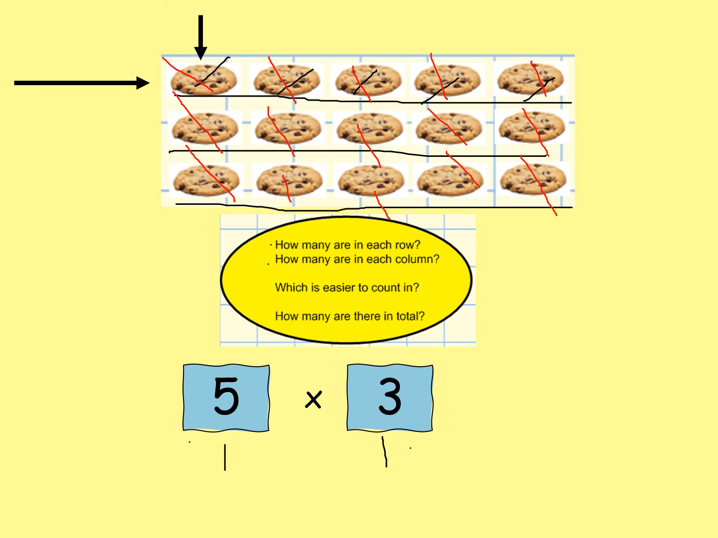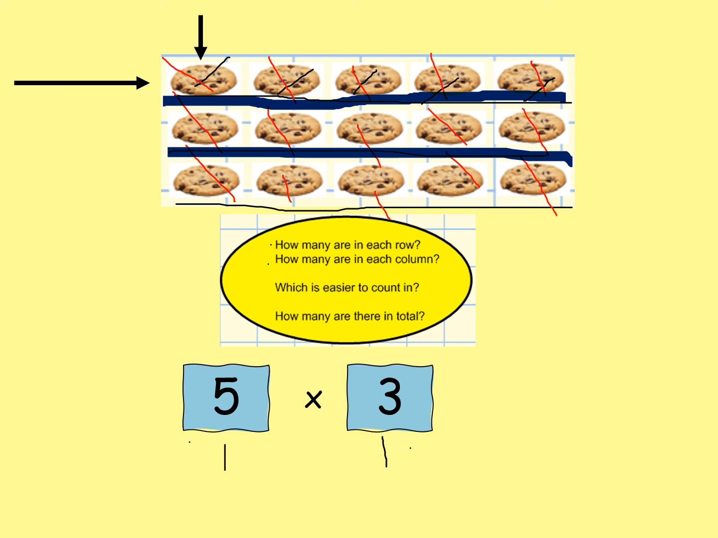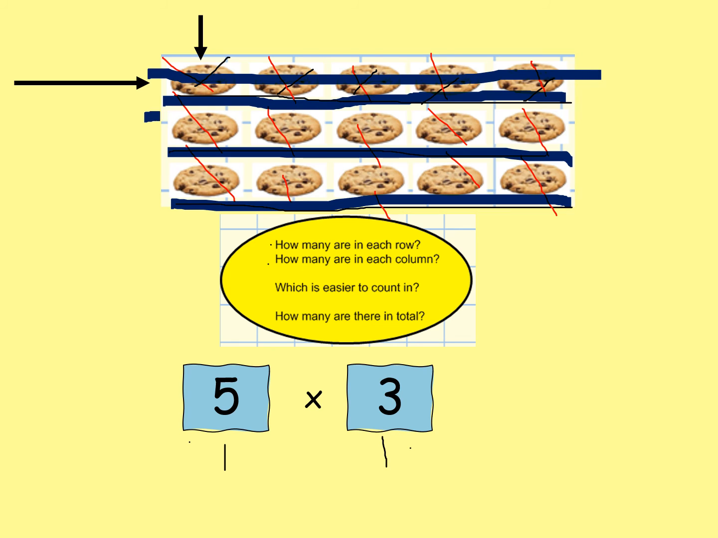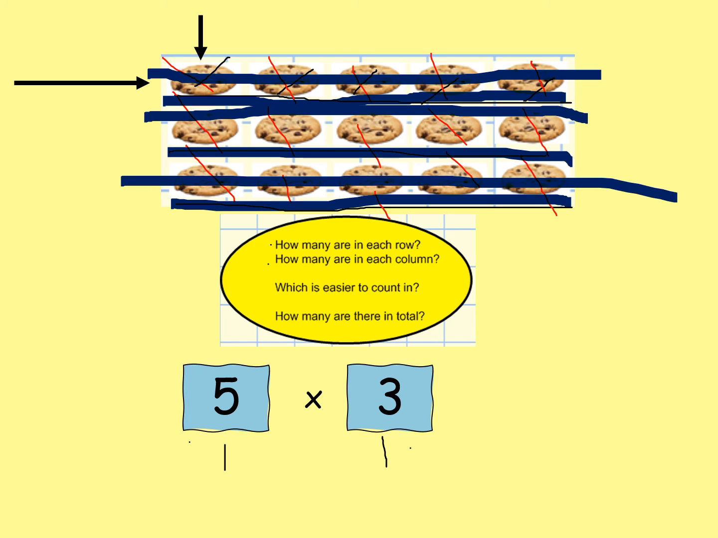So, we have here 5 in this row. So we've got 5 in this row, we've got 5 in this row, and we've got 5 in this row. Okay, so let's count in our 5s. So let's go 5, add another 5, 10, 15. So there are 15 cookies all together. There we go, we're counting it there, 5, 10, 15. Okay, we've counted in our 5s.